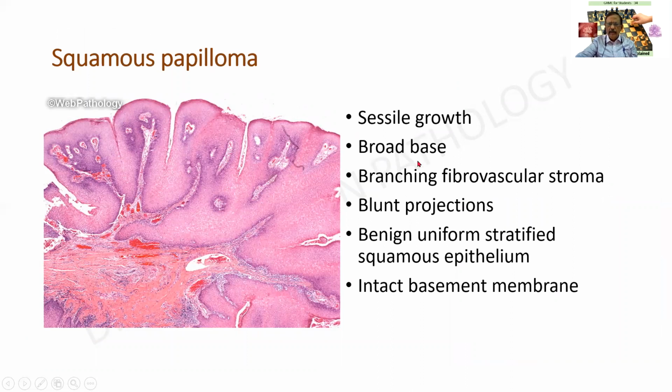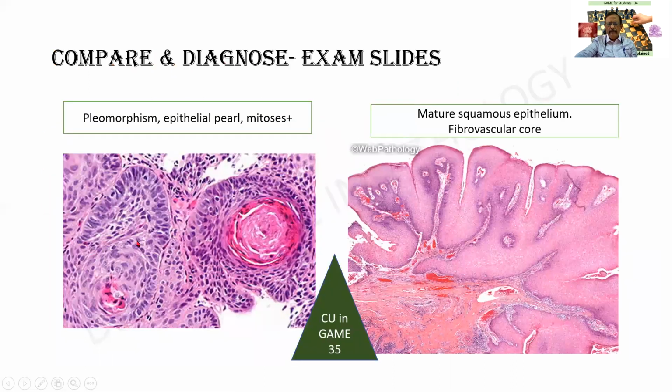Sessile growth, broad base, branching fibrovascular stroma, blunt projections, benign uniform stratified squamous epithelium, and intact basement membrane. Not at all difficult for you to reproduce. Associated with human papilloma virus 6 and 11. This may be asked as a question. Just be prepared for it.